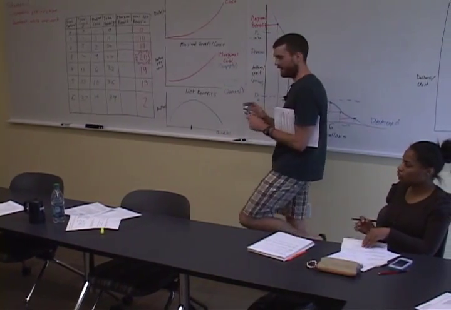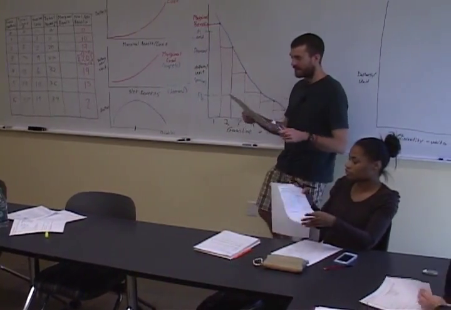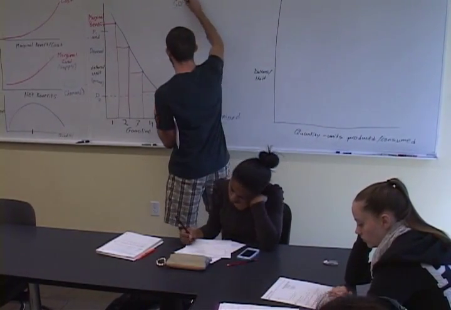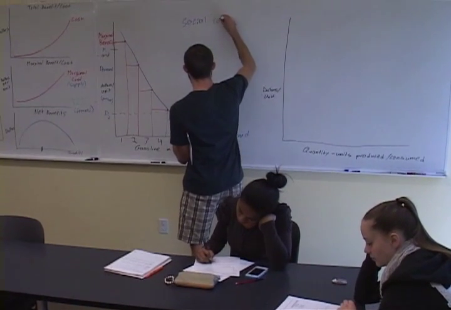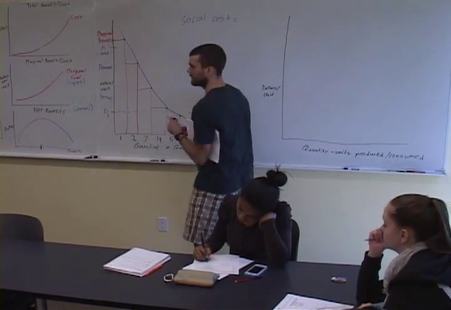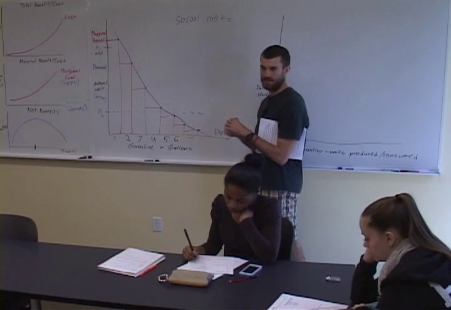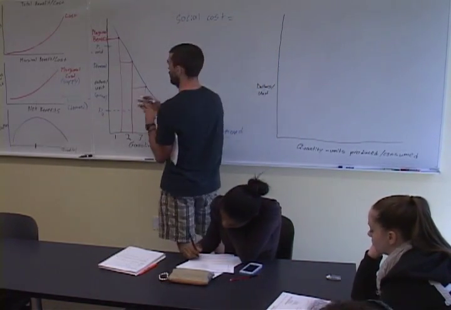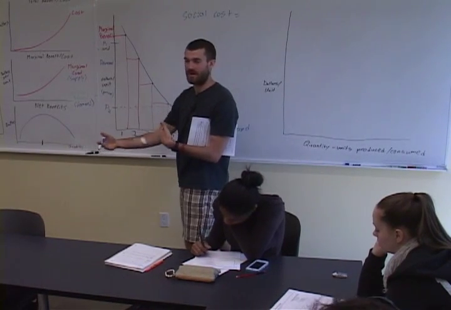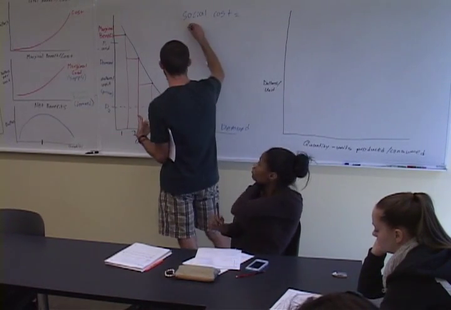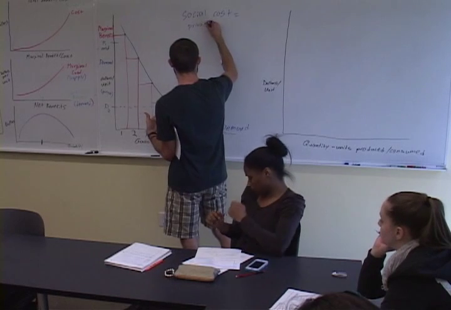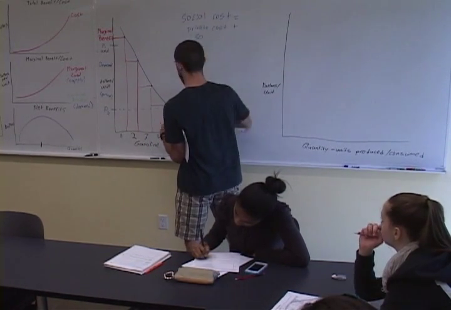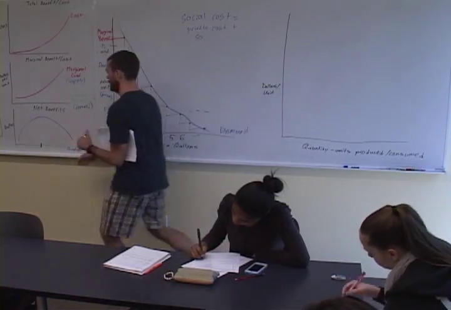Yes. And so that brings us to our final term, which is social cost. So what does social cost equal? Now we've got the private cost that we talked about, which is just how much it costs the producer to make it. The private cost plus the external cost.